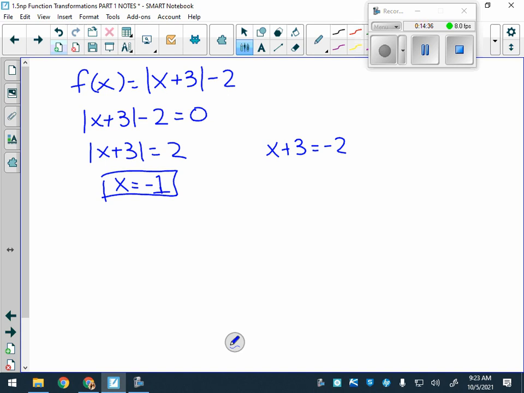So you end up with x equals negative 1 and x equals negative 5. Those are your 2 x-intercepts. Sometimes you might not be able to see them from the graph, but you still have to solve them algebraically. So with absolute value functions, write this down: set equal to 0, isolate the absolute value, and again, you have two equations.